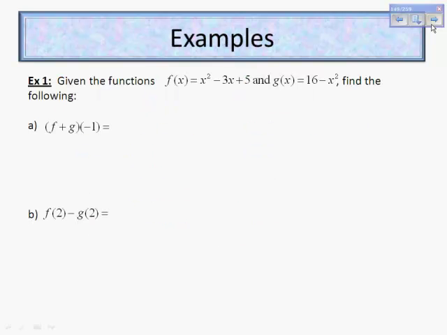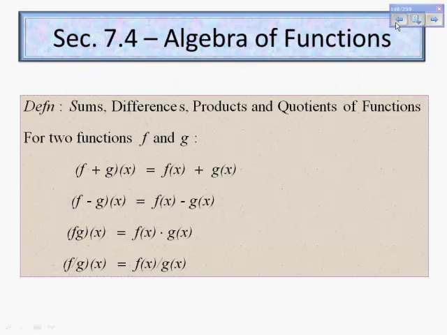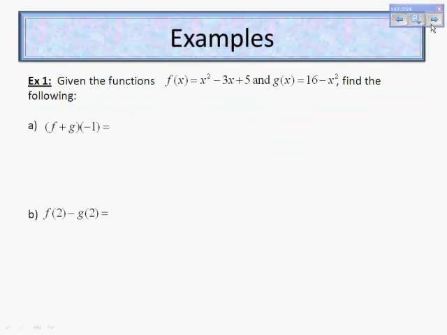So we have two functions. F of x is x squared minus 3x plus 5, and g of x is 16 minus x squared. And so what we want to do is we want to take those two functions, and letter A says we want to take those two functions and we want to add them, so f plus g, and you want to evaluate that at -1. So what I've given you on letter A is a specific number to plug in for x. But just like I would rewrite f plus g of x, I'm going to rewrite f plus g evaluated at -1 in the exact same way.